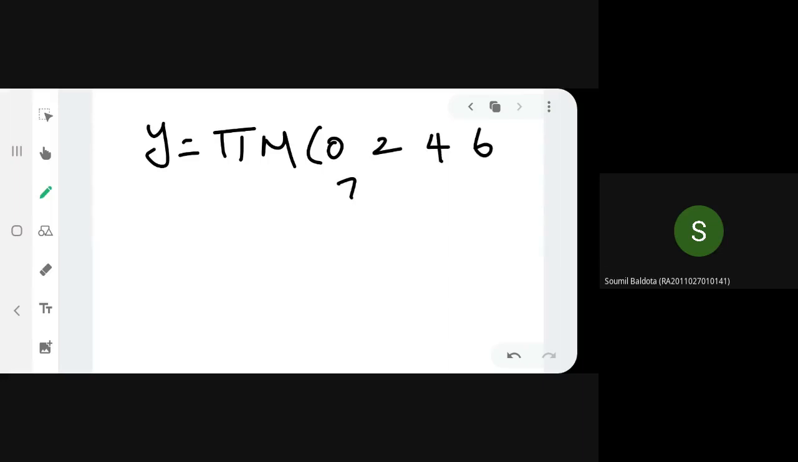So the given problem states, you have to simplify y is equal to product of 0, 2, 4, 6, 7, 12, 14, 15. This is the given problem. Is this SOP form or POS form? You have to tell me the answer. POS form, because there is a product symbol. So we'll try to solve this problem using POS format.